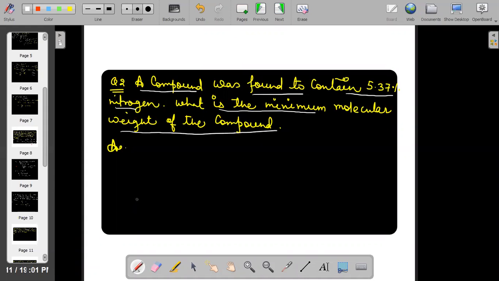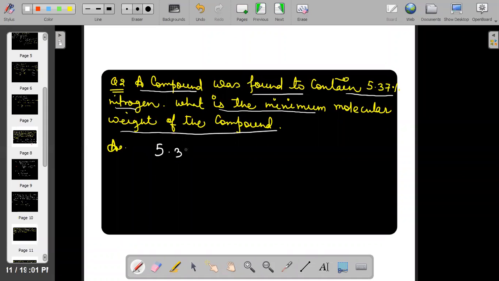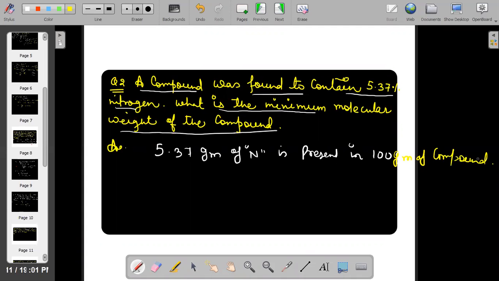How to find such questions? Okay, I am solving. Look at what is given. A compound contains 5.37% of nitrogen, means 5.37 gram of nitrogen is present in 100 gram of compound. Is it clear to you? Yes. We know the minimum atomic mass of nitrogen is 14 gram.